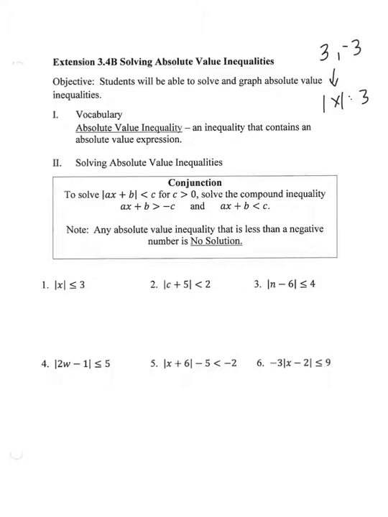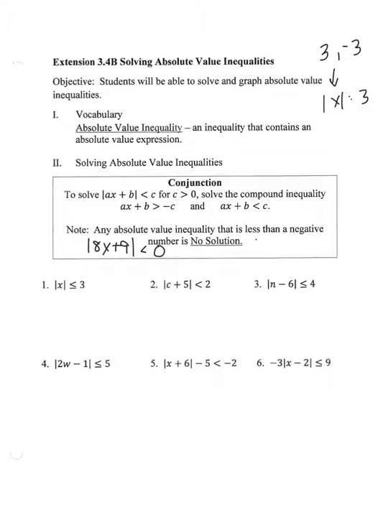Same concept goes with absolute value inequalities. You still have two cases. We have conjunctions and we have disjunctions. So any absolute value inequality that is less than a negative number is no solution, because if you had 8x plus 9, and you said that that is going to be less than 0, you can't produce anything that's going to be less than 0.